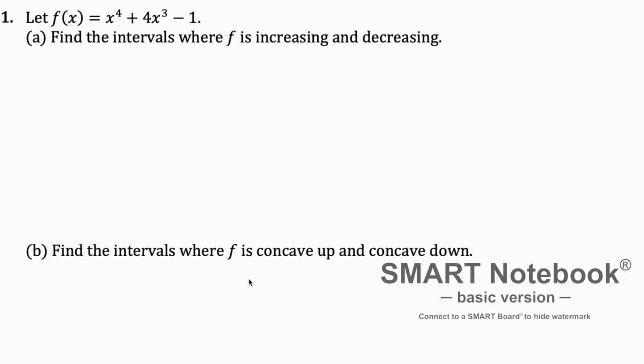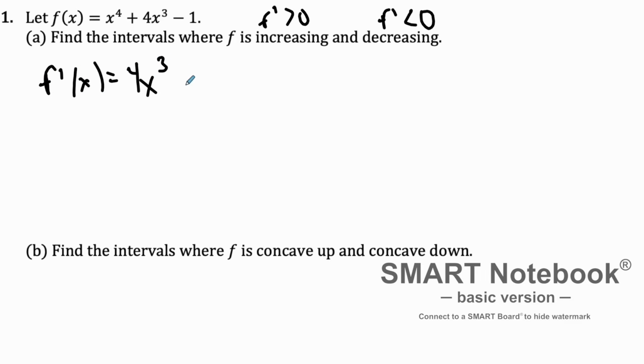So first of all, it's good to make some side notes here. How do we know where something is increasing or decreasing? I'll write it above here. It's increasing if f prime is positive, greater than 0, and it's decreasing if f prime is less than 0. So if we have f, we first have to find f prime. So f prime of x is 4x cubed plus 12x squared.